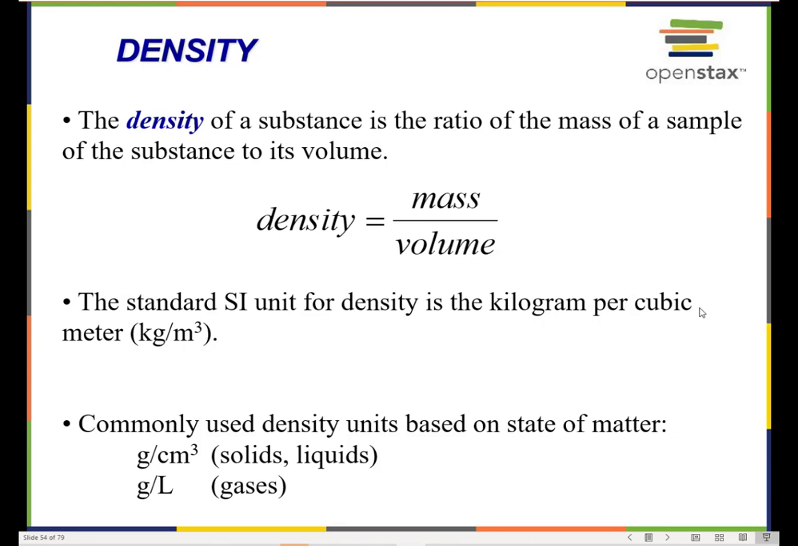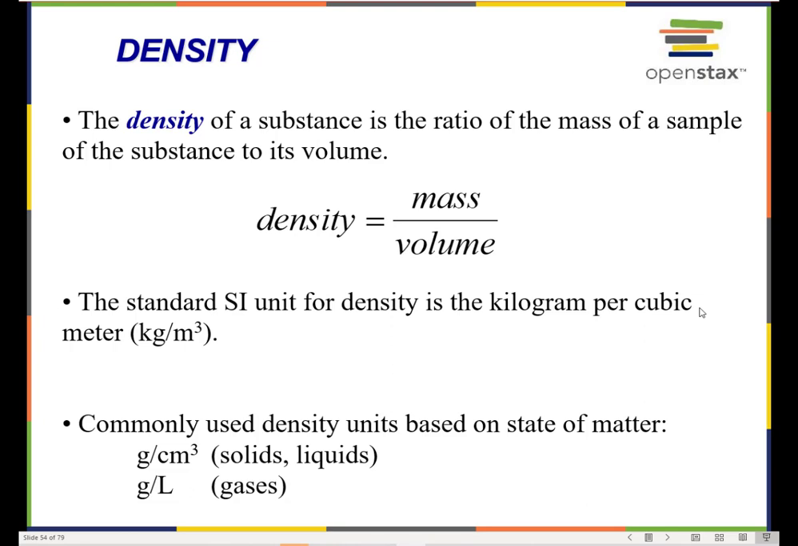And finally, density is the amount of substance there is per unit volume. So it's a ratio of mass to volume. If there are a lot of atoms in a small space, then we might say that that substance has a high density. And if there's not a lot of atoms, maybe a lot of open space or not a lot of mass in a small volume, then we might say that that material has a low density.